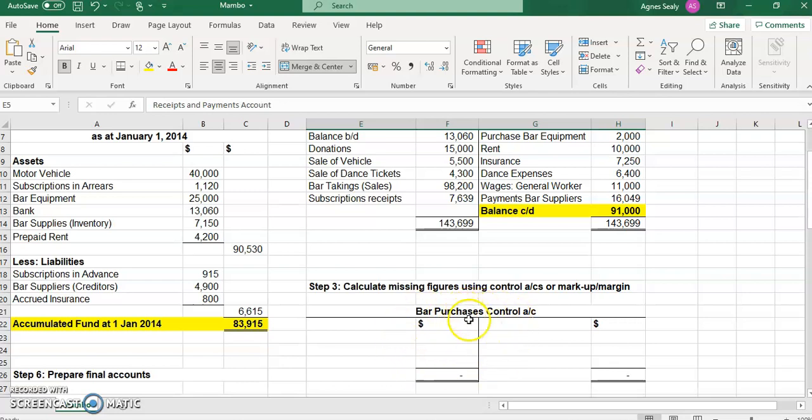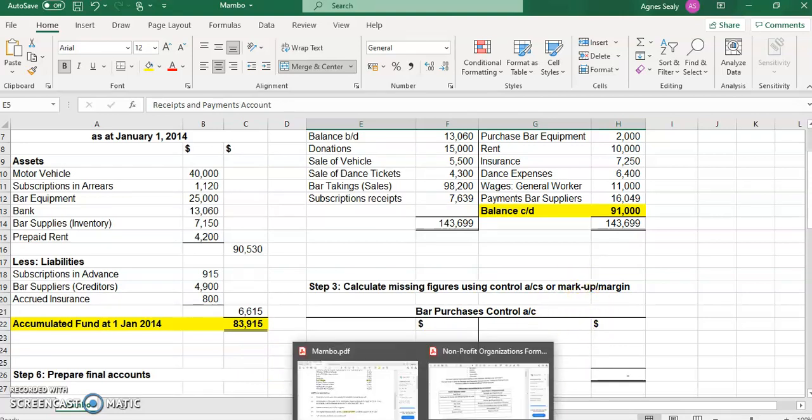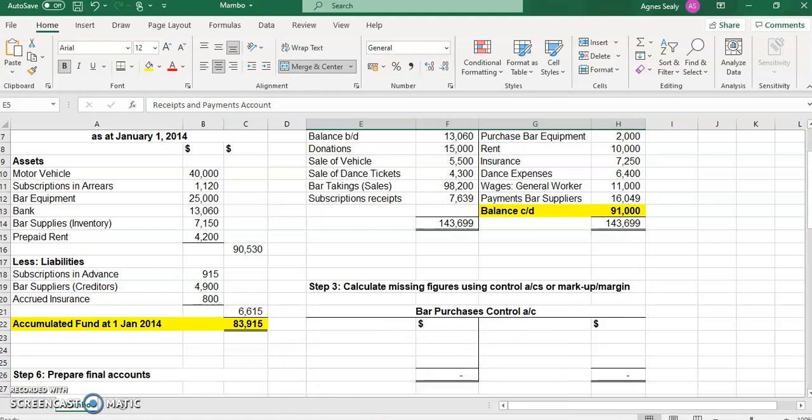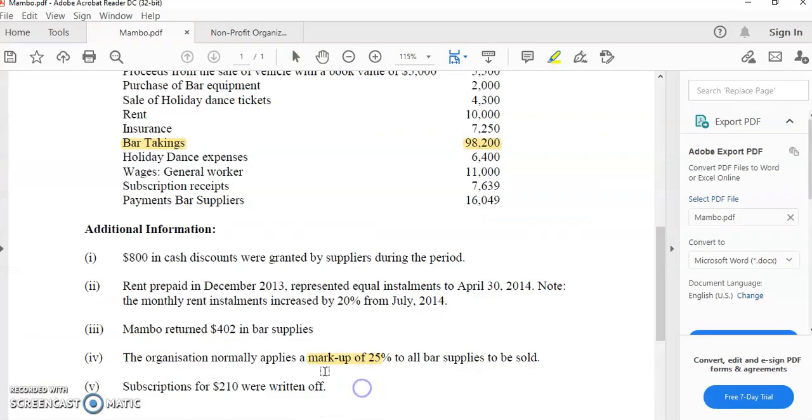We can't just come up with the control account, but I am going to demonstrate how I'm going to use this control account to come up with some of my missing figures. But remember, we stated that when more than one figure is missing from the control account, you cannot easily ascertain the information, and you will have to go through using your markup or margin that has been provided. So in this question, let me demonstrate and show you what I'm referring to with respect to the control account.